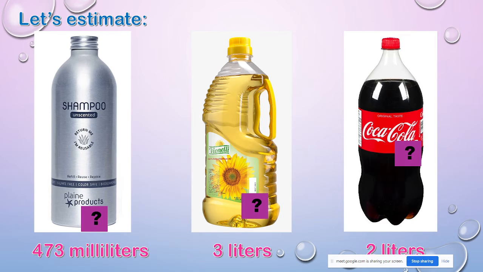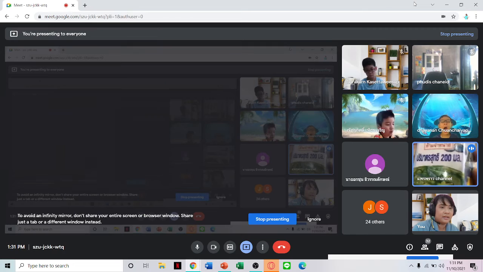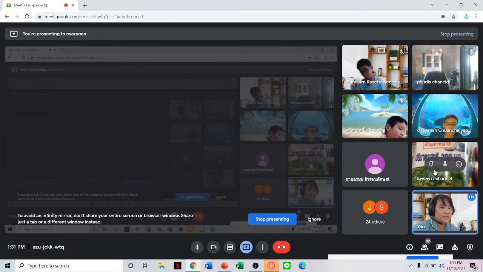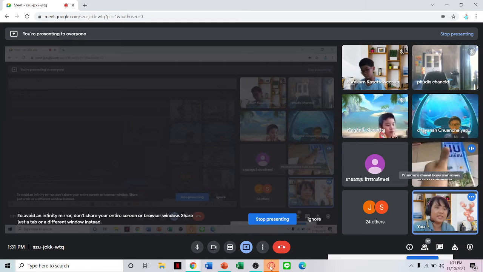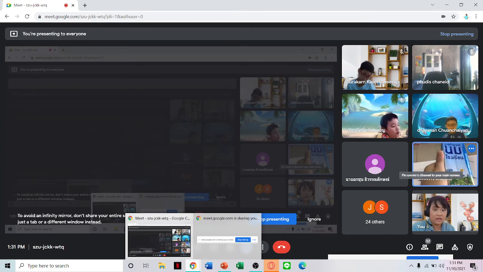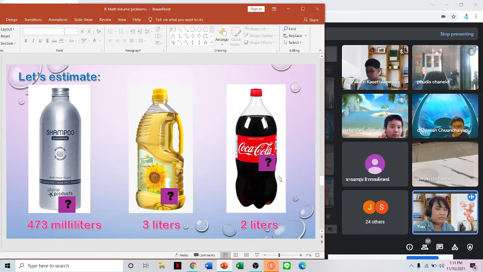Like this. What is it? I cannot see. 200 milliliters. Yes, that one is 200. What's that? Milk? Yes, you can check. You can do estimation first. Estimate before you look at the number.